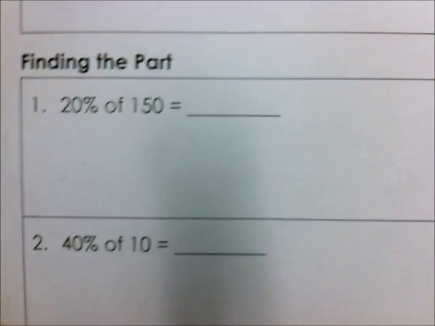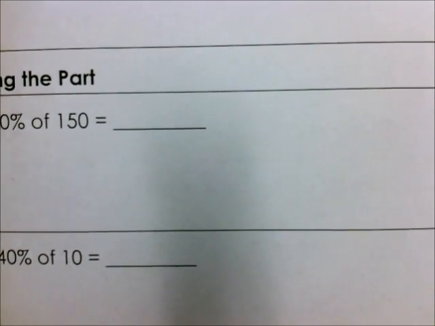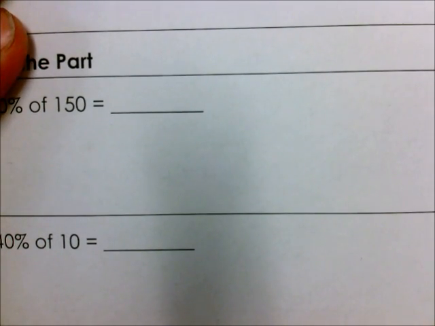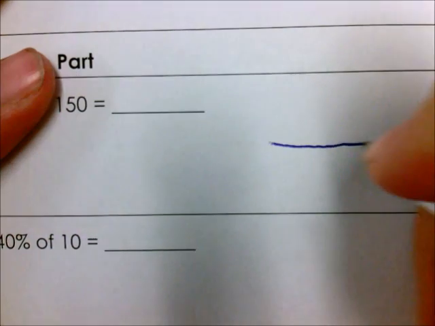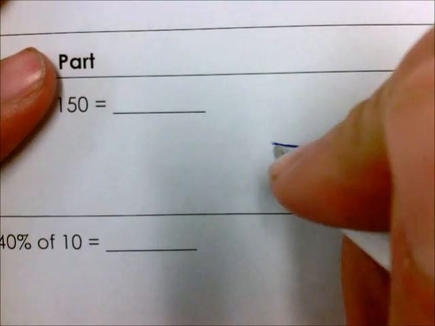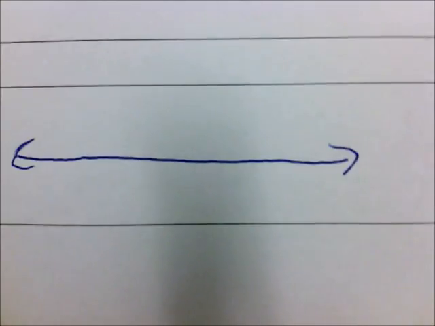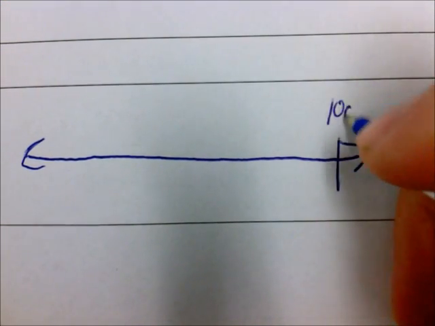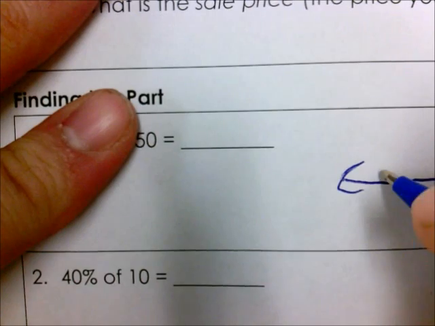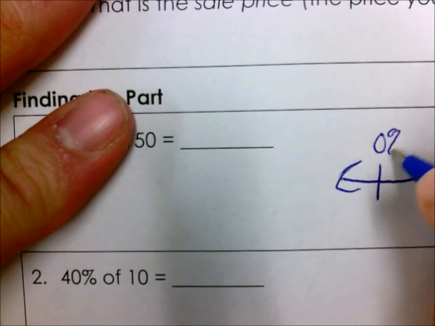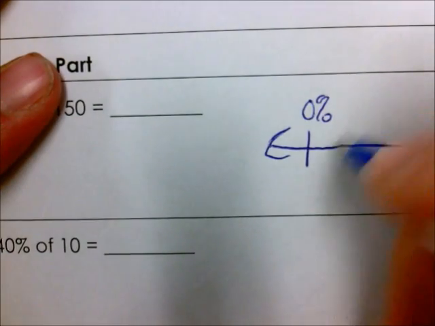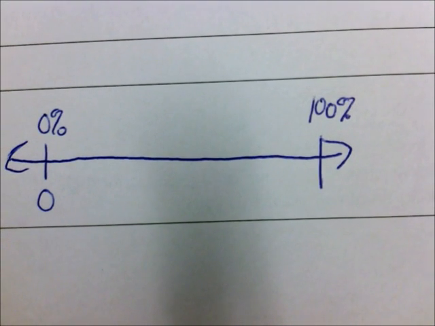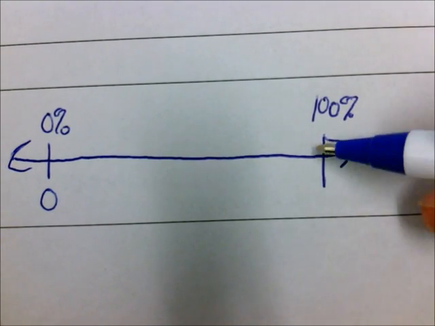Alright, and the tool that we've been learning about is called the double number line, which really means two numbers on a number line. So I draw a number line first. I have two arrows. Alright, there we go. And I always start with 100% and 0%. Well, I know that 0% of anything is 0.